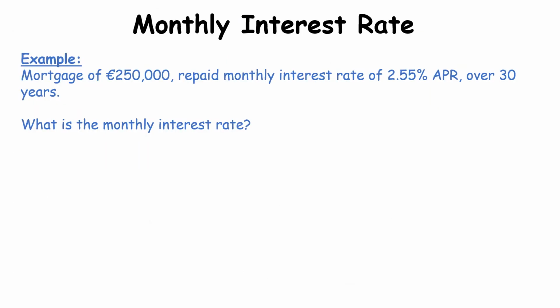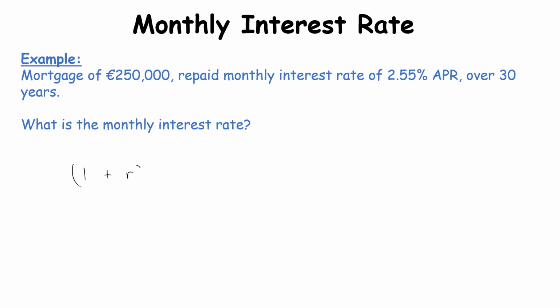Okay, we're going to work through a mortgage example. A mortgage of 250,000 repaid monthly, given an interest rate of 2.55% APR over 30 years. The first thing that they generally ask us to do is to calculate a monthly interest rate. Remember we talked about APR, the annual percentage rate. That's given for loans, and it's a legal requirement which will allow you to compare different loans from different lenders. However, with the calculation, because we're repaying it monthly, we need to understand what the equivalent monthly rate is.